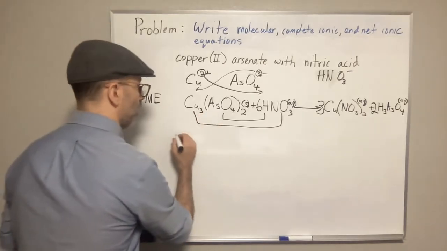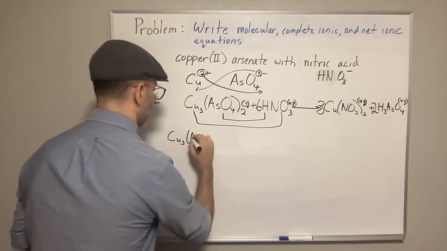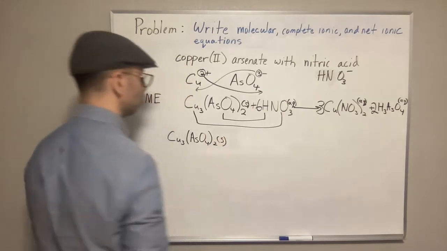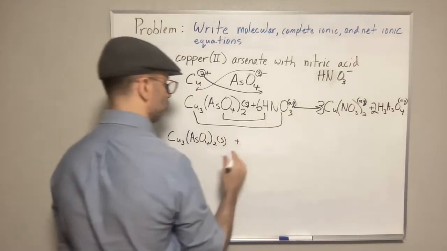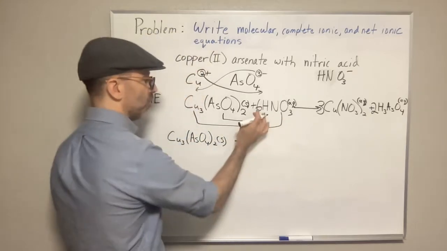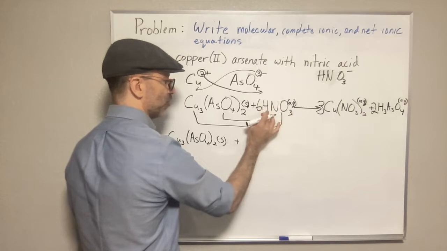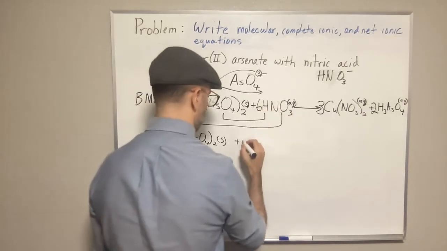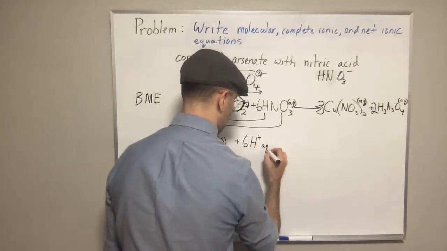So we have Cu3(AsO4)2 solid. And so here we have a strong acid, so that's going to be separated. Since we have 6 HNO3s, that means we're going to end up with 6 H plus and 6 NO3 minus. So we're going to do 6 H plus aqueous.